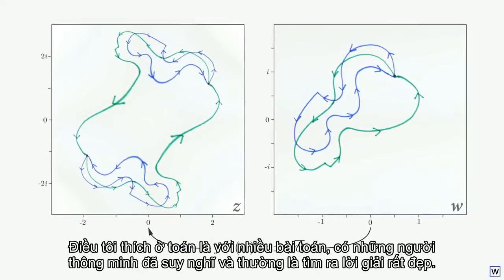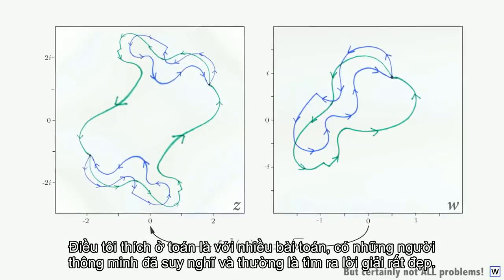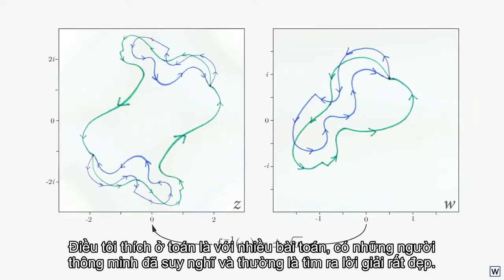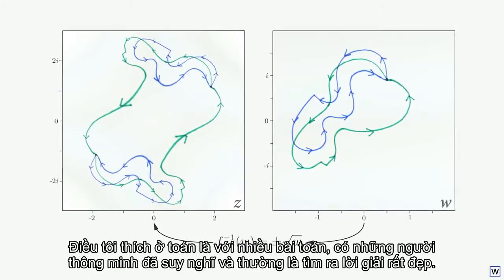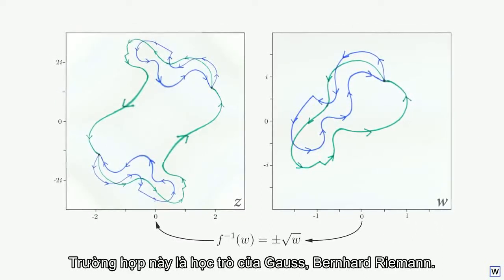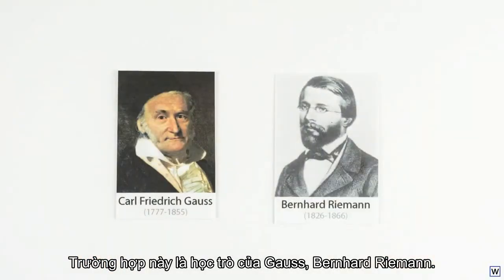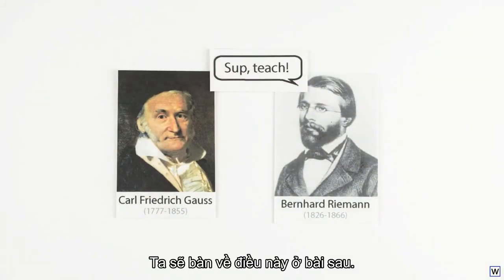One reason I like math is that for many problems, someone much smarter than me has already given them some serious thought, and quite often found an elegant solution. In this case, that person was one of Gauss's students, Bernhard Riemann. We'll discuss his solution next time.